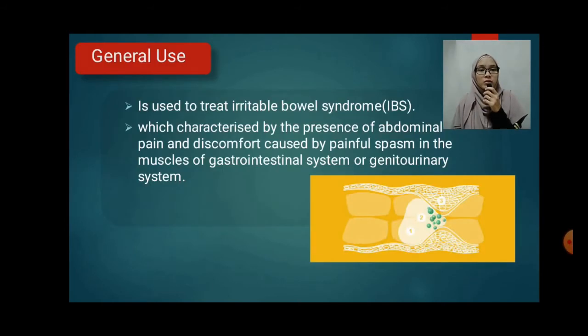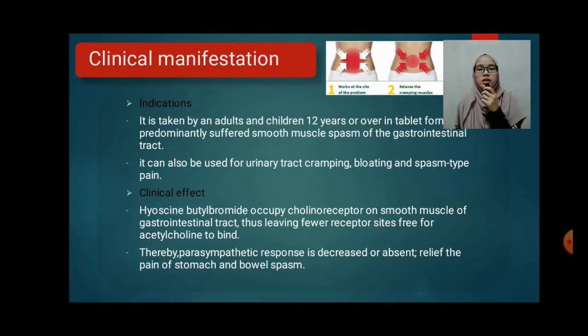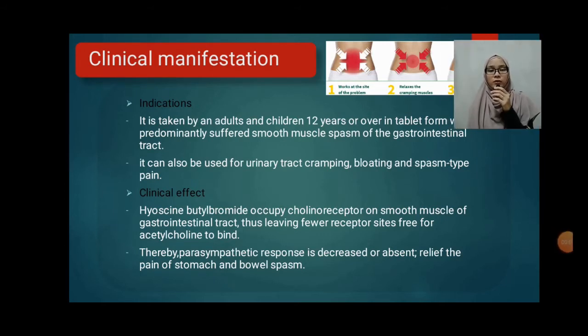Basically, it is used to treat irritable bowel syndrome, which is characterized by painful spasms in the muscle of the GIT. For the clinical manifestation and indication, HBB is taken in tablet form by adults or children 12 years old or above who suffer from smooth muscle spasm of the GIT. The clinical effect of HBB is to act on cholinergic receptors on the smooth muscle of the GIT to reduce the parasympathetic effect, thereby relieving the pain of stomach and bowel spasm.